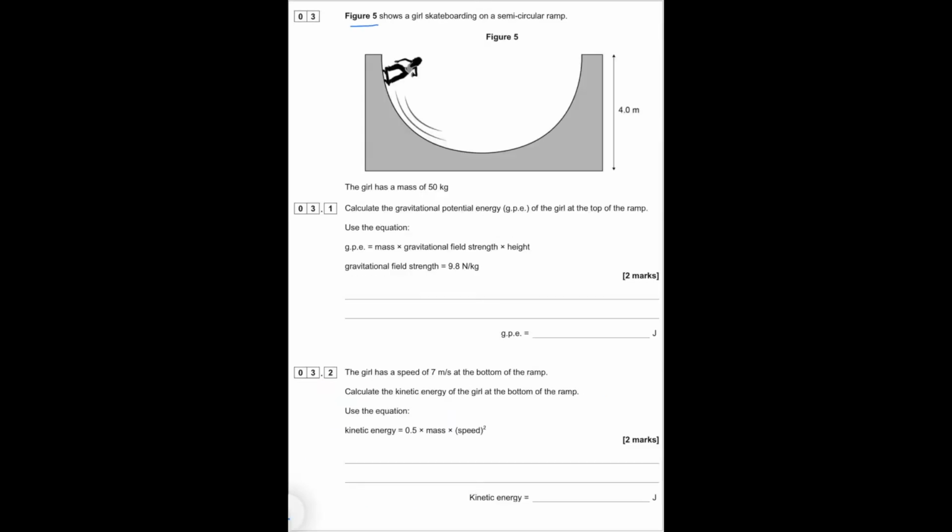Figure 5 shows a girl on a skateboard on a semicircular ramp. The height is 4 meters and the mass of the girl is 50 kilograms. We've got to calculate the gravitational potential energy and we've got to use this equation here. The gravitational field strength is 9.8 newtons per kilogram. So using our equation, we would have the mass, which is 50 kilograms, times gravitational field strength, 9.8, times the height, which was 4 meters. And if we calculate that out, we get an answer for the gravitational potential energy of 1,960 joules.